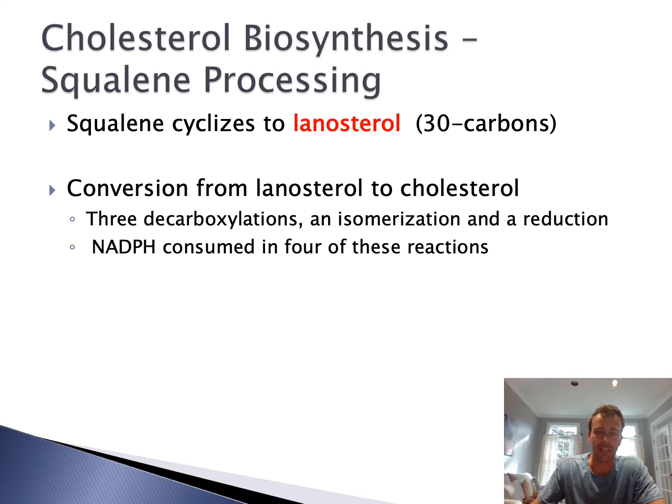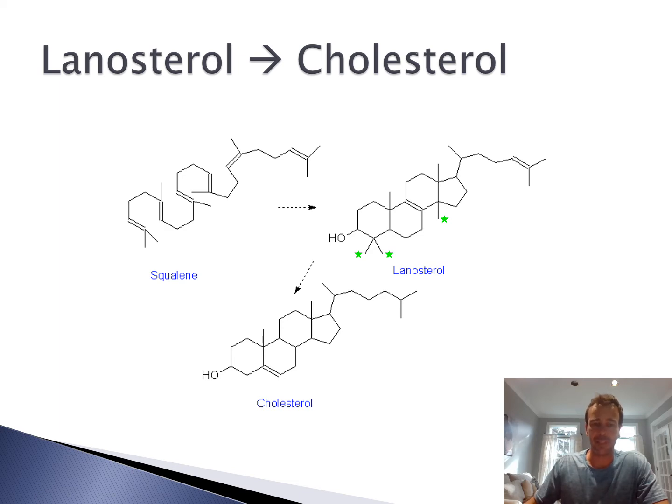And then squalene cyclizes to lanosterol, which is also 30 carbons. It's just a cyclic form of squalene. And then you get conversion of lanosterol to cholesterol by 3 decarboxylations, an isomerization, and a reduction. And then NADPH is consumed in 4 of these reactions. Here's a picture of some of these. Again, I don't expect you to memorize these pathways, but I do think it's helpful, at least for me, to visualize it. But you get buildup of squalene cyclizing to lanosterol, and then ultimately to cholesterol.